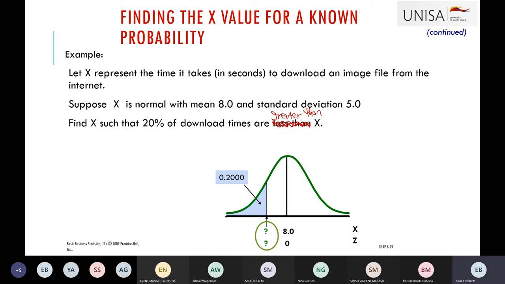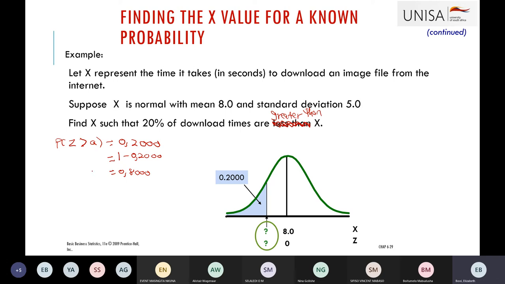So the first thing you need to do is to go find the probability that Z, let's use A as our example. Sorry, we're not finding Z less than A, we're finding Z greater than A. Remember that? Z greater than A of 0.2000. Now, we know that they found it by using 1 minus 0.2000, which is 0.8000. I'm just going to use that.